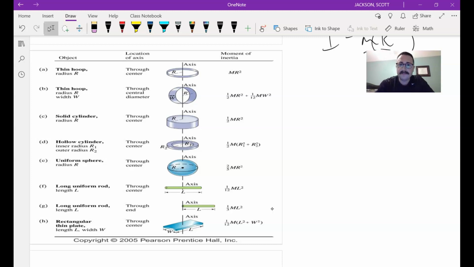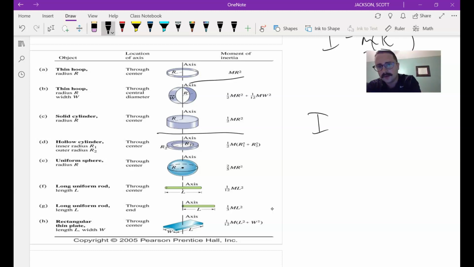These will be given, but they may ask us, maybe a student A says, I think a hoop is harder to rotate than a cylinder, and my moment of inertia proves that. But let's talk about it. So this says the moment of inertia of a hoop is mr squared, and a cylinder is 1/2 mr squared. Well, mr squared is greater than 1/2 mr squared.